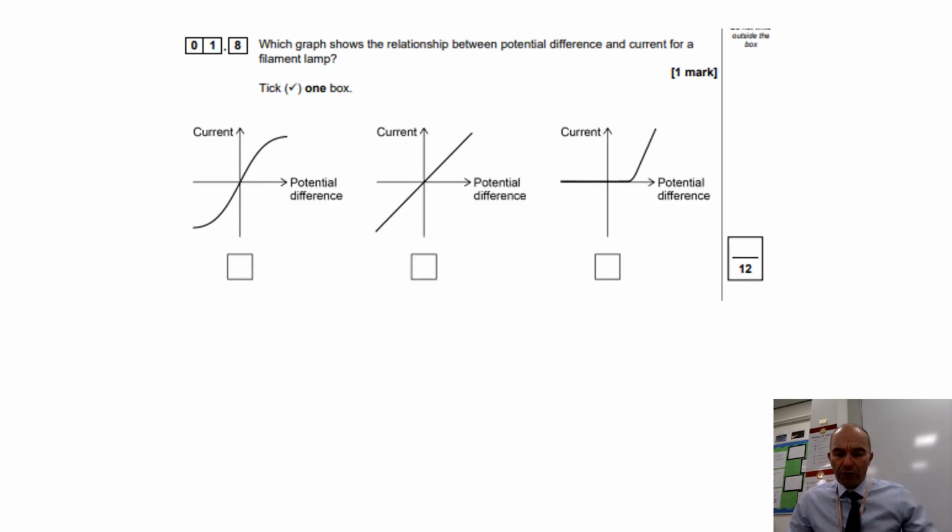And then 1.8, you just need to be able to recognize these potential-current graphs. You should be able to discount some of them. This one up here, that's your diode, so it's definitely not that one. And of course, our fixed resistor would give us the second option. That means the one that we're left with is the graph showing a slight S curve. So that's just one of those graphs that you need to know. So that question's out of 12 marks. Hopefully you got 12 out of 12.